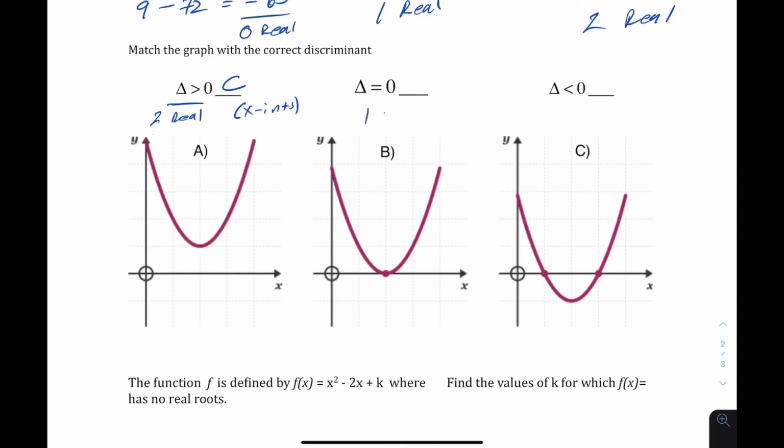Equal to 0, that's 1 real. Right, so 1 x-intercept, that's this guy right there. So this would be B. So that's what we call a double root. It's the same answer twice. Less than 0 is 0 real. So it means all imaginary, so you have 0 x-intercepts. Remember, real roots are just x-intercepts, so that'll be A. Like that.